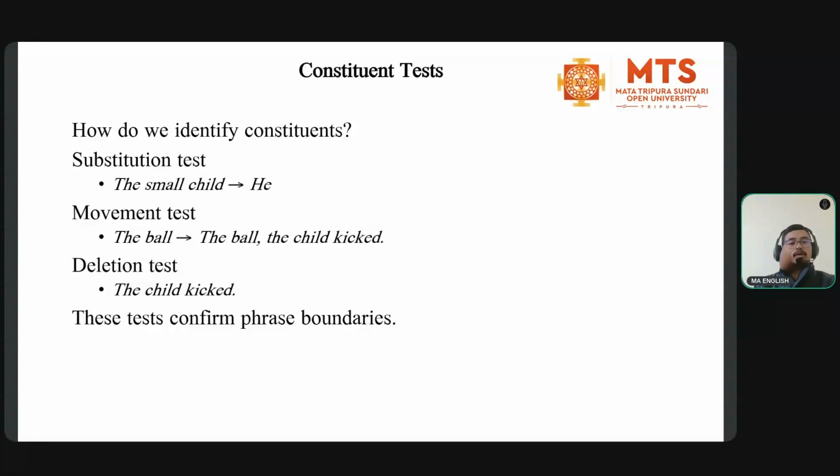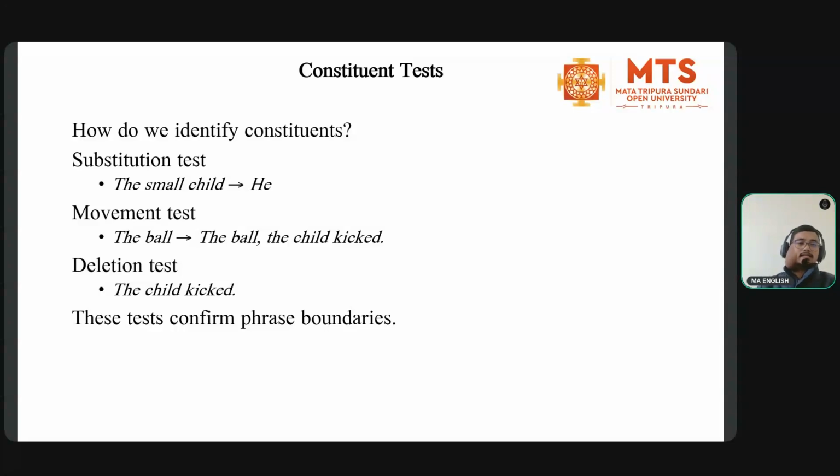Similarly, the ball can be replaced by it. So the small child kicked it, something like that. So again, the sentence is correct. So the ball is also a constituent. Okay, so if a group of words can be replaced by one word without making the sentence ungrammatical, then the group is a constituent. So this test helps us identify noun phrases and other phrases easily. So remember, substitution works on groups, not on random words. That is why it is a powerful test in syntax.